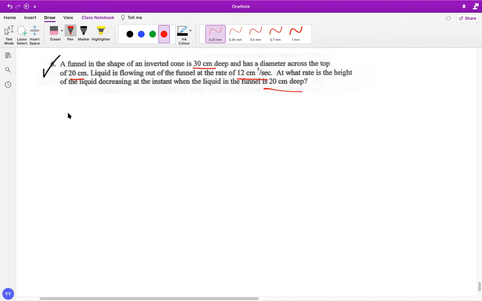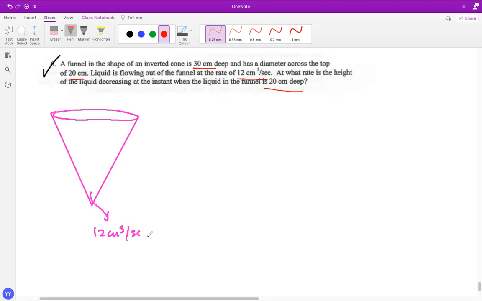So once again, I try to draw a diagram for this. So this is the funnel, according to the given condition, and the liquid is flowing out of the funnel at a rate of 12 centimeter cube per second. So actually, this is nothing but the volume. So dV by dt is given as negative, because the volume of this funnel is reducing by that amount every second.